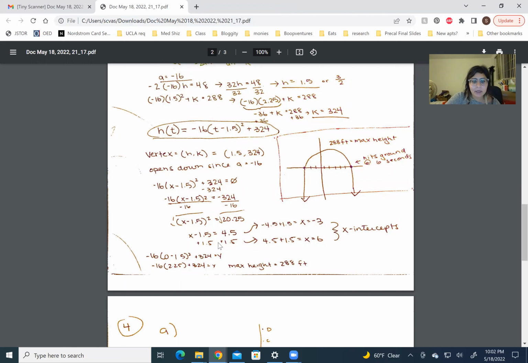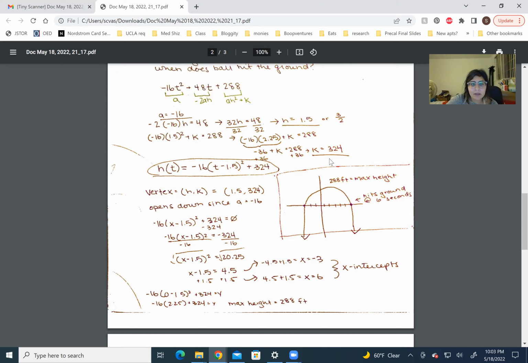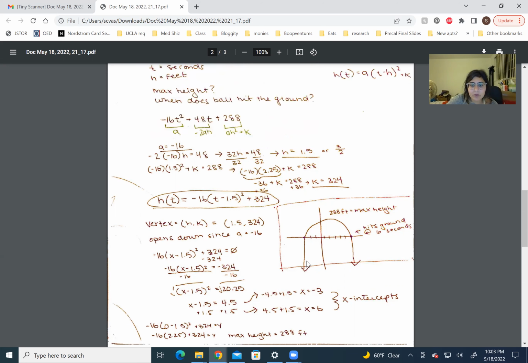And then by switching out the x and y and putting the x equal to 0, I was able to get the y-intercept, which would reflect the maximum height, which is 288, which isn't super reflected on this parabola, but I thought it looked nice. But 288 feet is the maximum height that I got for the maximum height that the ball goes up.